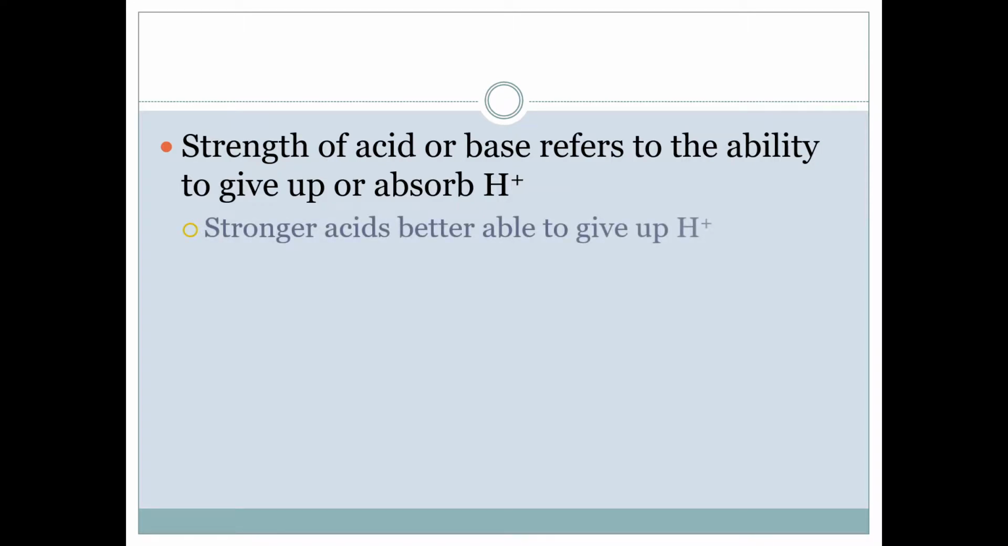Now, the way we can tell is based on the Ka of the acid. If you remember, our generic acid equation was we had an acid, we would add that to water, and then it would create hydronium and a corresponding conjugate base. And this would always be in some kind of equilibrium. So Ka refers to where the equilibrium is shifting towards.